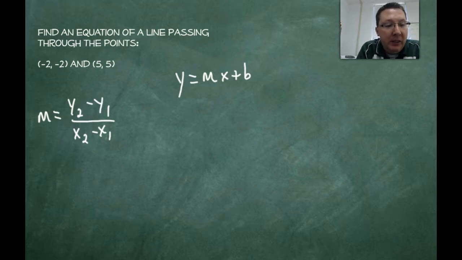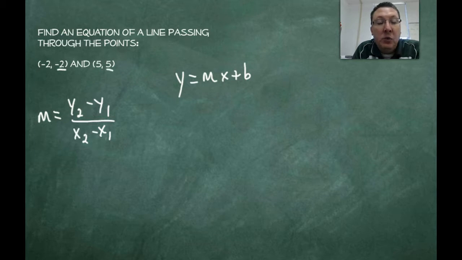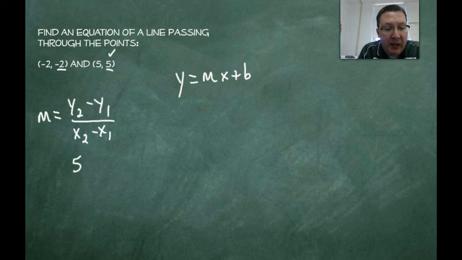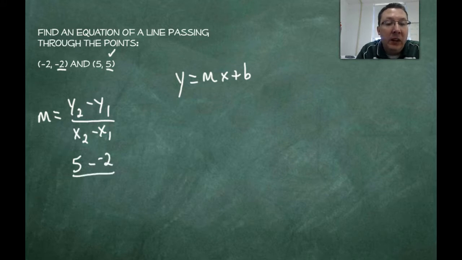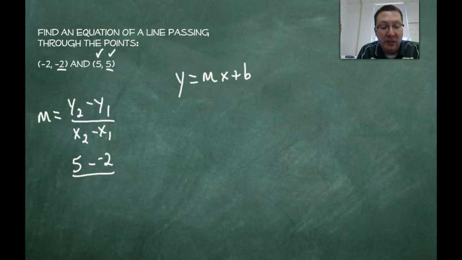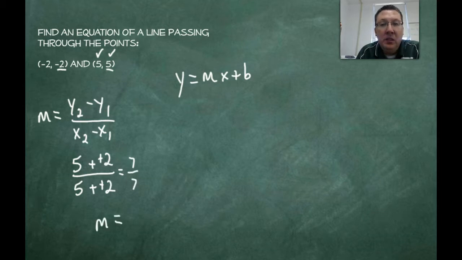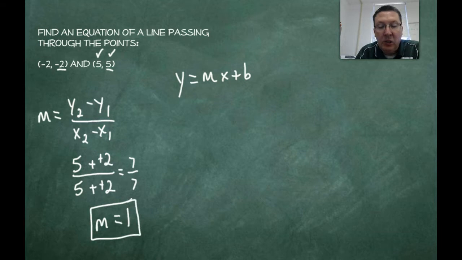So the y values, I have a -2 and a +5. I'm going to subtract those. This time I'm going to use this 5 first. So I have 5 minus, the second one is -2, over, subtract the x values in the same order. Since I used the 5 first, I have to use that 5 first on the x's. So I have 5 minus, the other x value is -2. And now we simplify. Minus a negative turns positive on both. So we end up with 7 over 7, which tells me my slope is 1. That one's going to be a little bit easier.